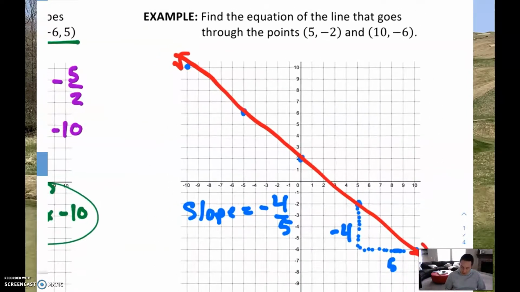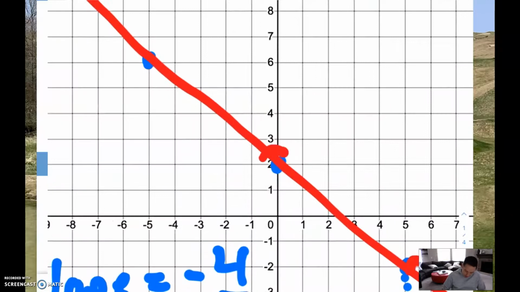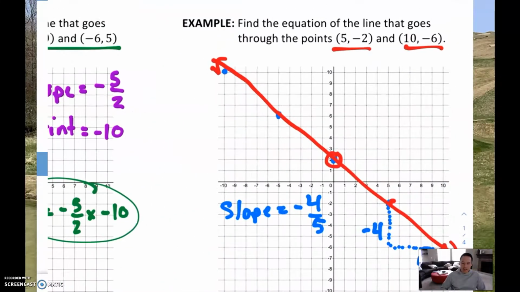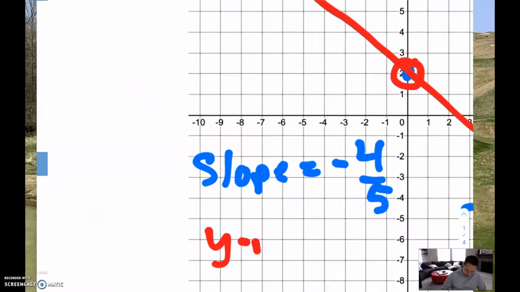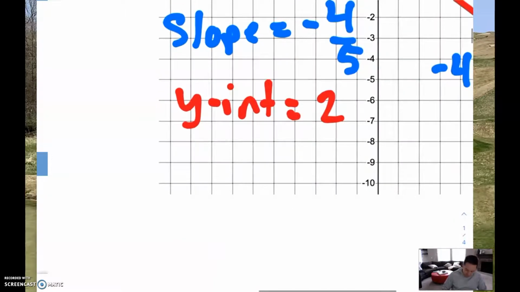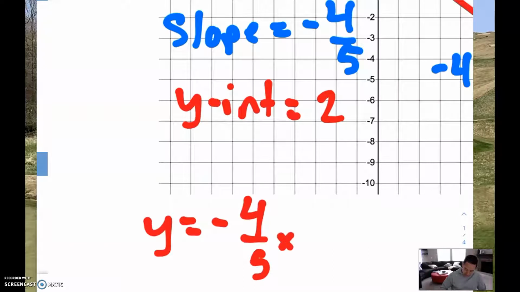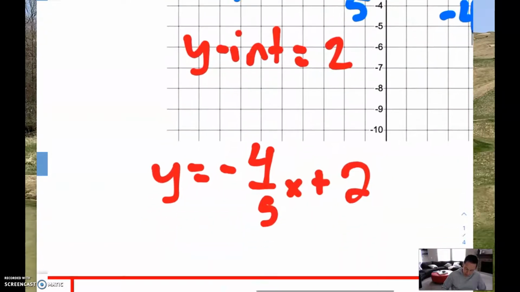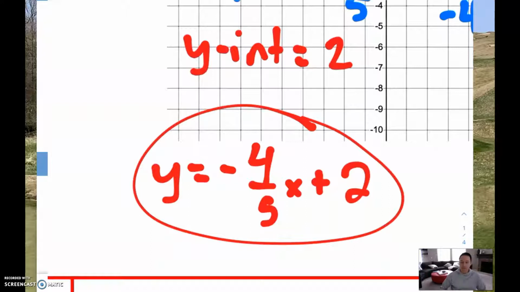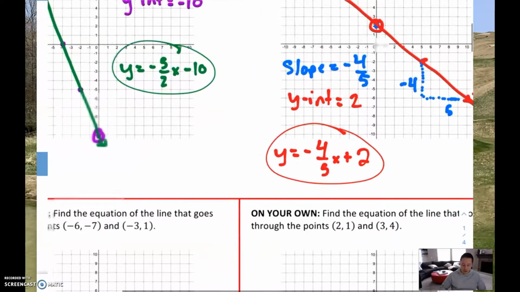So the line that goes through these 2 points, 5, -2 and 10, -6, is that line that we just drew in red. We already knew the slope, -4/5, but now we know that the y-intercept is right there, and that y-intercept is at 2. So I'll make a note of that. The y-intercept is 2. So the final equation is going to be y equals -4/5x plus 2. That line has a slope of -4/5 and a y-intercept of 2.